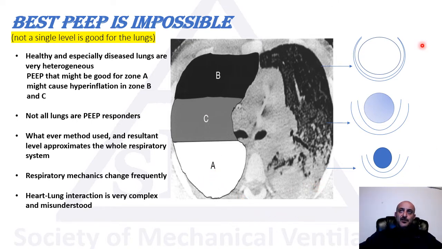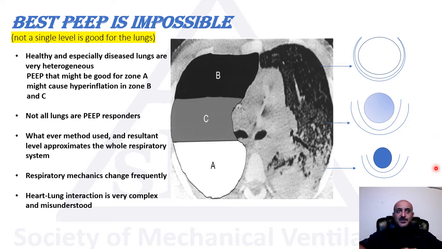So with one level of PEEP, you might find that the alveoli in the top here are very inflated, maybe hyperinflated, compressing on the capillaries, causing a very high ventilation perfusion ratio, and maybe causing volutrauma. If you look at the bottom here, the alveoli are usually smaller and consolidated, but the perfusion is usually good with the effect of gravity. So the middle part has okay perfusion and okay ventilation, and usually that's where the PEEP plays.